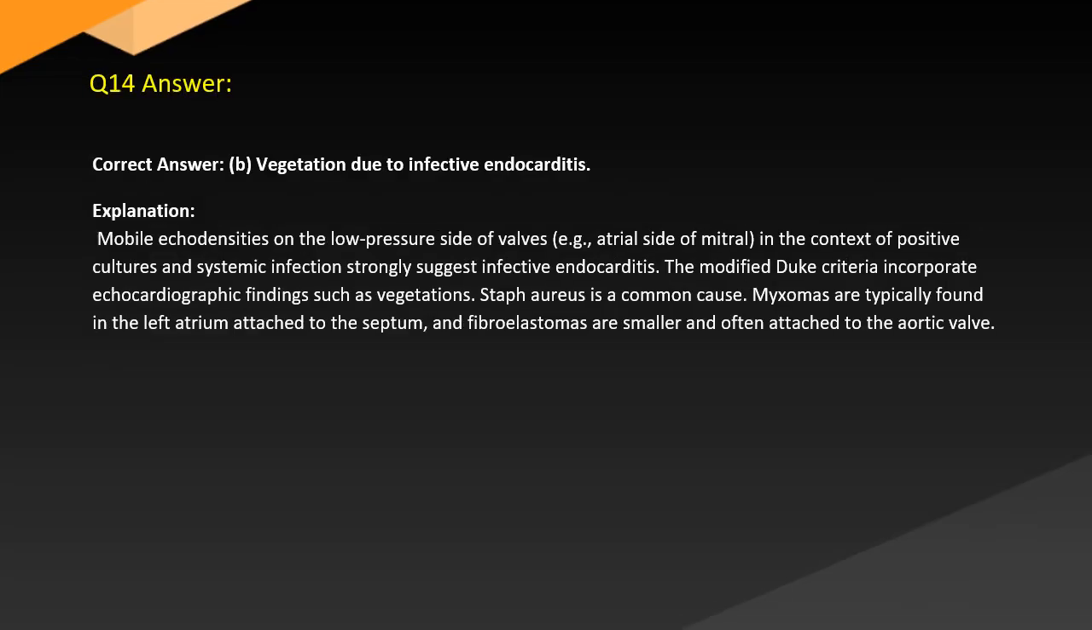Answer. Correct answer. B. Vegetation due to infective endocarditis. Explanation. Mobile echo densities on the low-pressure side of valves, e.g. the atrial side of the mitral, in the context of positive cultures and systemic infection strongly suggest infective endocarditis. The modified Duke criteria incorporate echocardiographic findings such as vegetations. Staph aureus is a common cause. Myxomas are typically found in the left atrium attached to the septum, and fibroelastomas are smaller and often attached to the aortic valve.